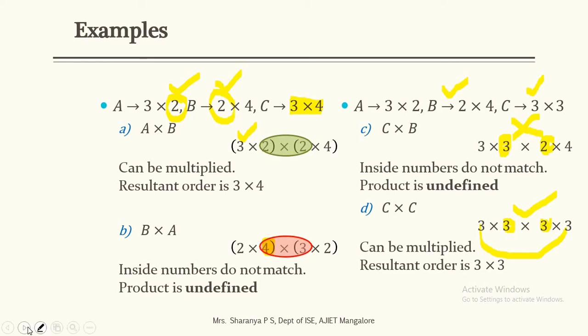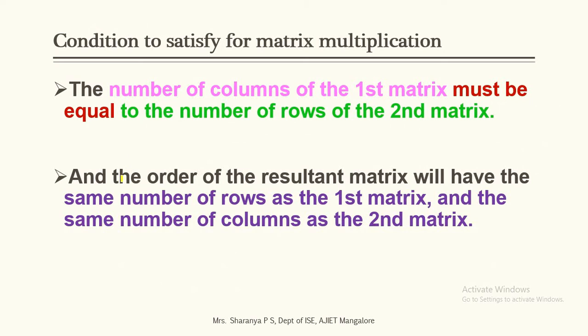That is the concluding remark here. To perform the matrix multiplication, the condition that needs to be satisfied is that the number of columns of the first matrix must be equal to the number of rows of the second matrix. That is the first condition. Second, the resultant matrix will have the same number of rows as the first matrix and the same number of columns as the second matrix. These are the two major aspects we have to remember before we start implementing the matrix multiplication code.